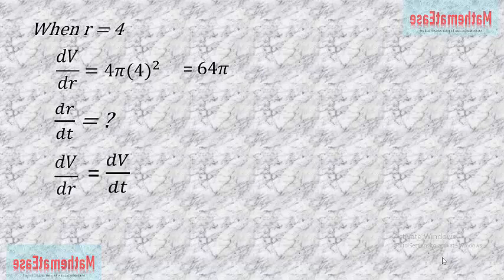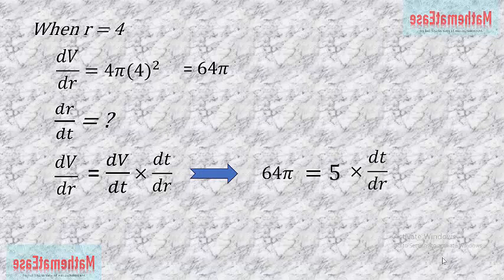So with the formula, we have dV/dr is equal to dV/dt multiplied by dt/dr. So just plug in all those values. We have 64π is equal to 5 multiplied by dt/dr. And you see that normally in our question, they can't give you dt/dr or dt/dV. What we have is dV/dt and dr/dt.